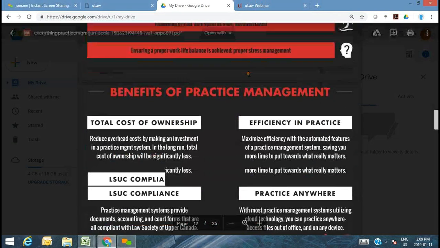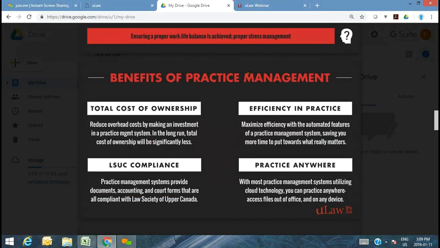Okay? And we spoke about this, so we're going to just throw it out there. Practice management is a series of process and steps. It's well established through software in today's context. We at uLaw are a legal accounting and practice management software ourselves.